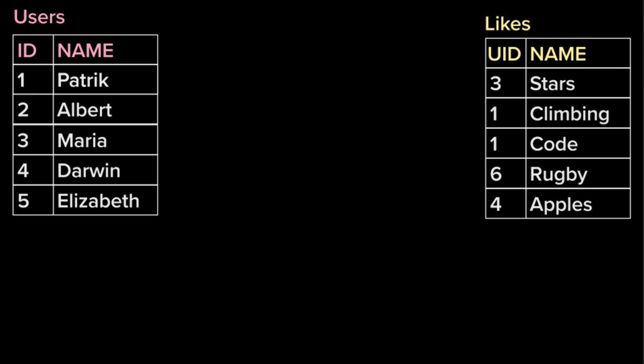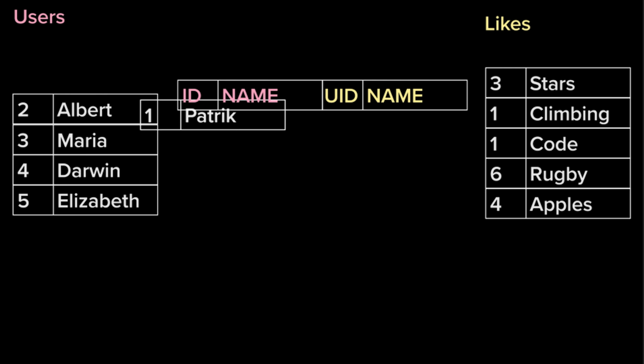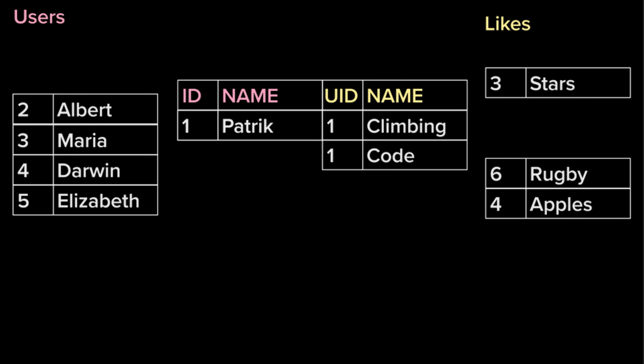All right, welcome back. So remember in the previous lesson, we talked about what happened if there are no matches when joining two tables. Well, let's look at this animation again. So as you can see, we want to join these two tables, and then Patrick is going to be joined with climbing and code. And because there are two rows that are matched, you simply have two of the Patricks.